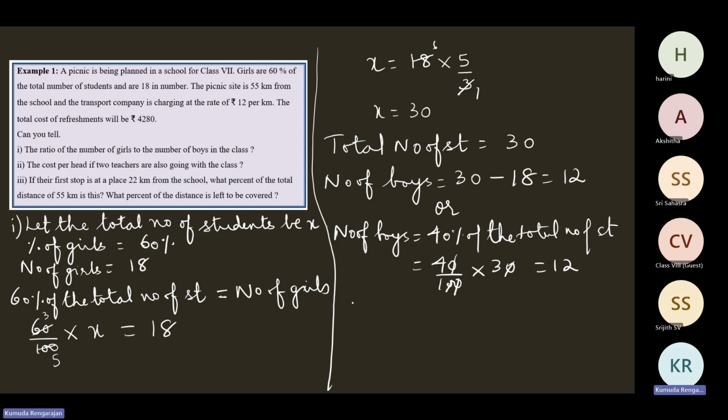Now let's answer the first question. The ratio of the number of boys to the number of girls in the class. I told you, if it's an MCQ, you don't have to do all this. You can directly use the percentages to find the ratio. 60% number of girls. So 40% number of boys. So ratio is 3:2. Finished. If it's an MCQ.